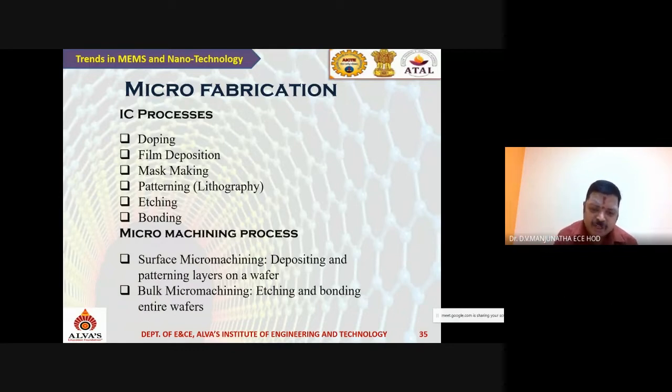So bulk micro machining is another method. There are two types of micro machining processes. To do depositing and patterning layers on a wafer, we go for surface micro machining. To etch out some materials or to bond the entire wafers, we go for bulk micro machining, right? So we'll move on to the next slide.